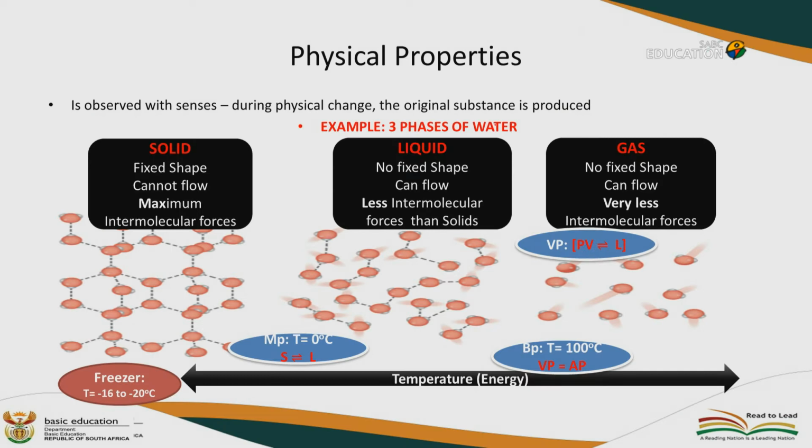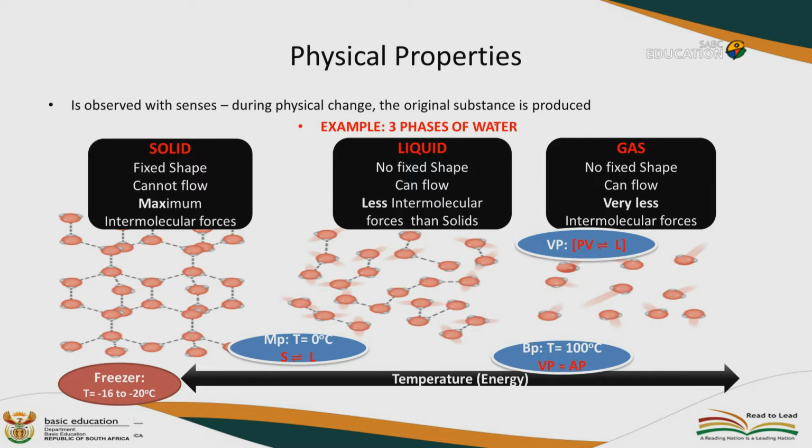Now, let's look at physical properties of water. Water has 3 phases, which are the solid, the liquid, and the gas. So you can find water as ice at home, which is at a temperature of between -20 and -16 degrees Celsius. Now, when the water is solid, it's in a fixed shape, and it cannot flow. It has maximum intermolecular force. But when the water is in a liquid form, it's no longer a fixed shape. It can flow. It has less intermolecular force.